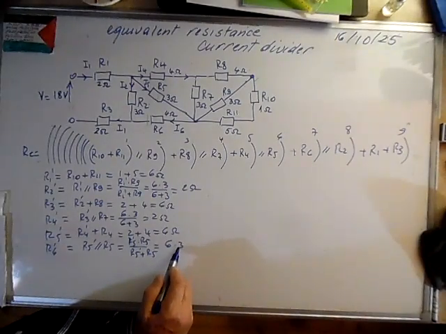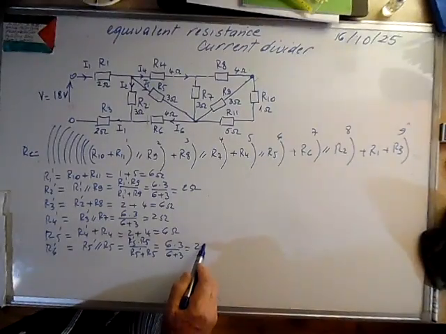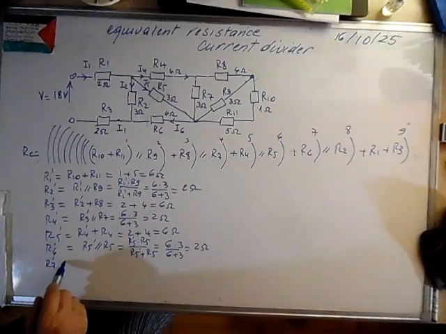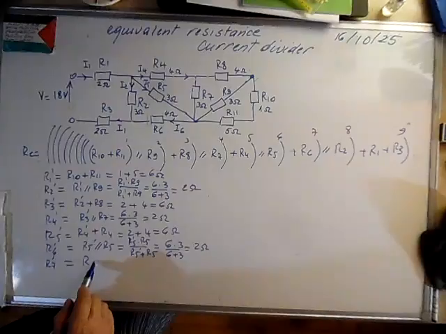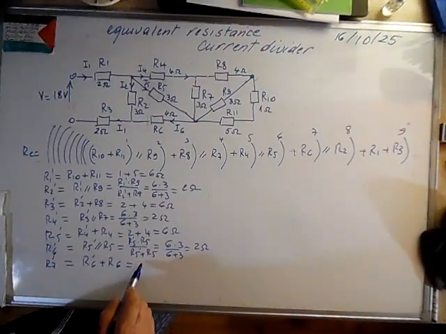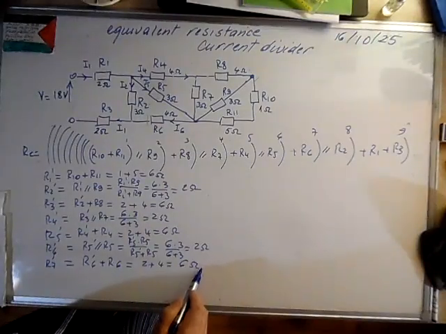R5 is 3 over 6 plus 3. It's 2 ohms. Now let's go to R7. R7 prime is R6 prime plus R6, and it's 2 plus R6. R6 is 4, so it's 6 ohms.